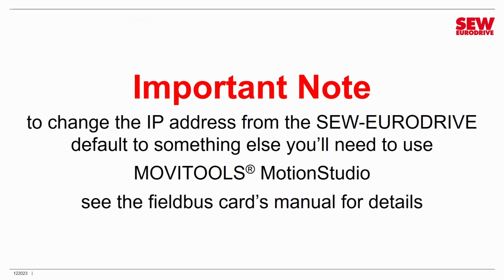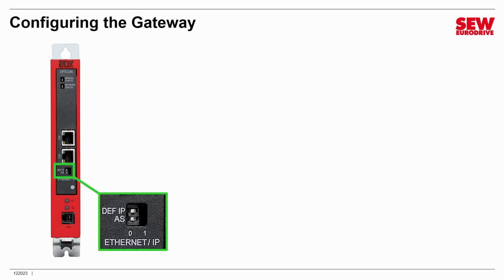Now, time for an important note. What if you want to change the IP address to something else other than the SEW Eurodrive default? What do you do? Well, that depends on the particular card you're using. There may be several possible ways. Some can use external utilities to do this. A surefire way is to use MOVITRAC Motion Studio, which is SEW Eurodrive's engineering software for its B generation of products. We're not going to cover that in this class, so I'm going to just point you to the Fieldbus card's manual for more details because every Fieldbus card is slightly different. So if you want to change the IP address off the default, look in the manual and it will explain how to do this.